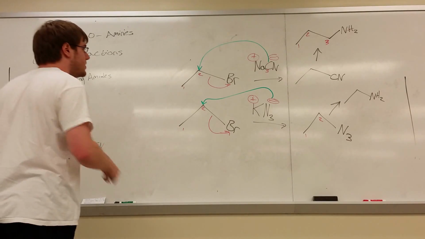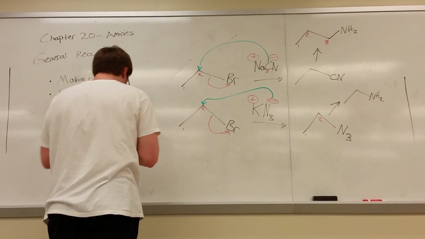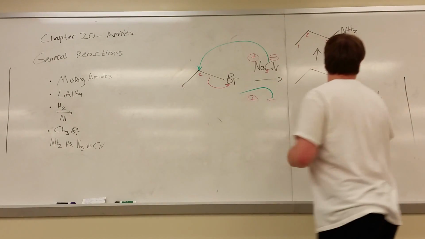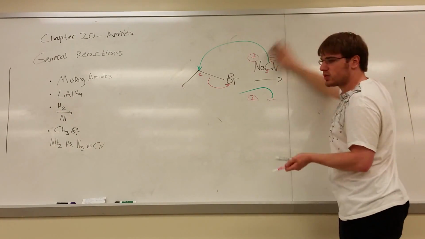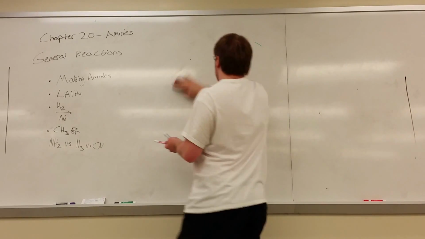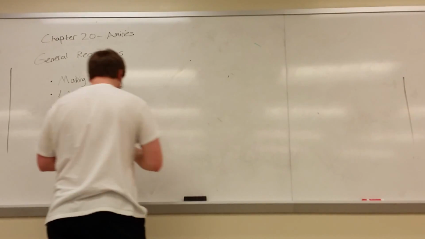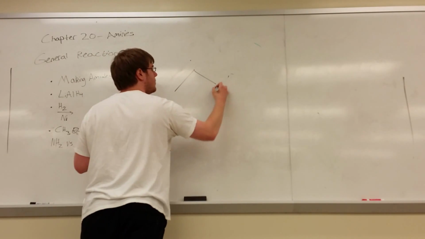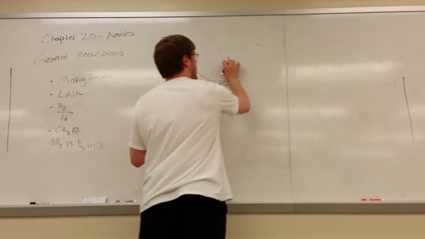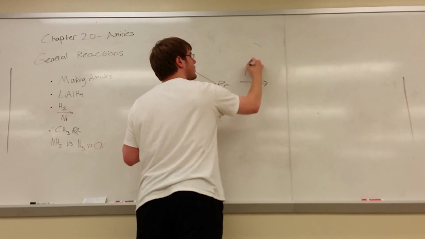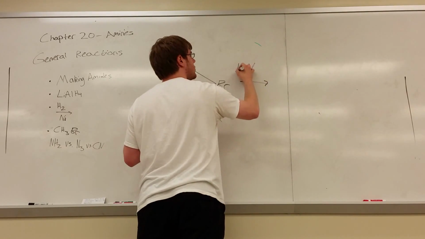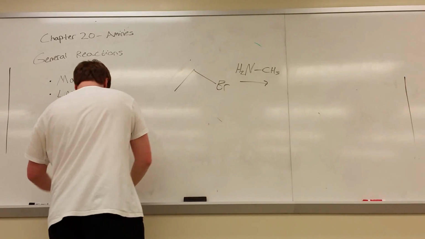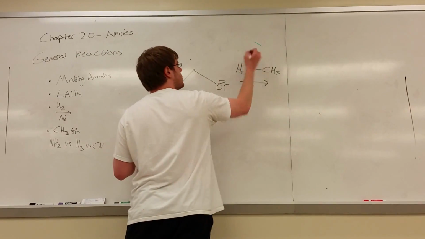There's one other thing to point out involving these carbons with good leaving groups on them, and that is, what if it isn't N3 or CN? What if it's just NH2 or something, like what we were doing to make our amides? So, let's say I still have that same good leaving group, and I have, let's say, NH2CH3.